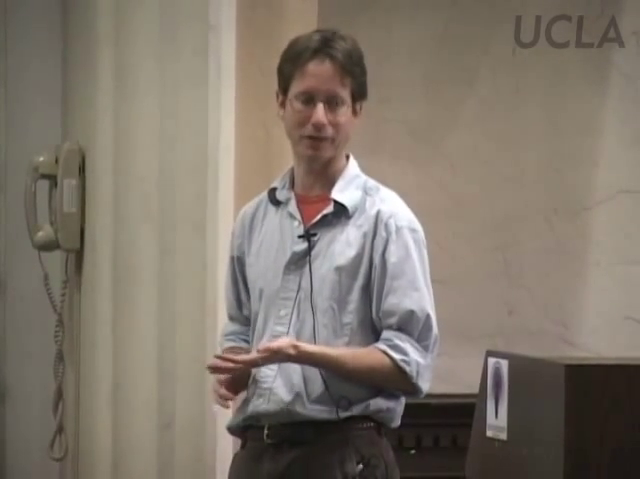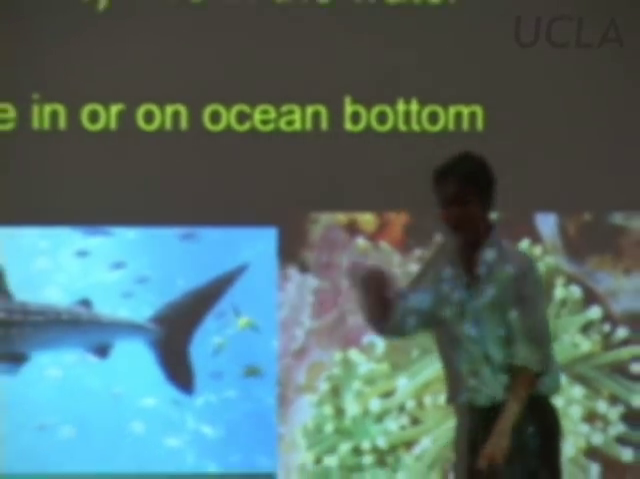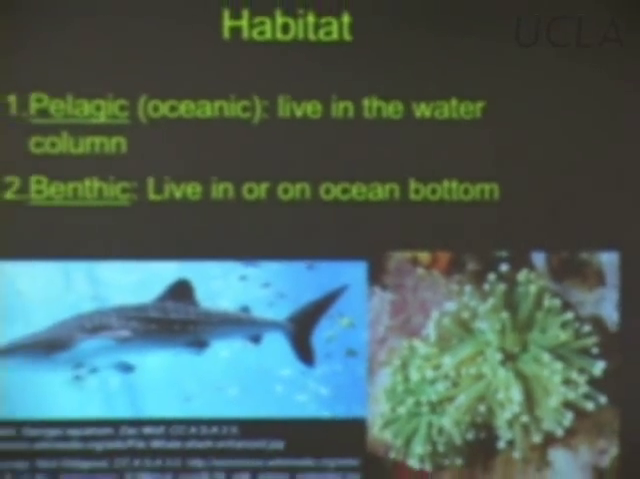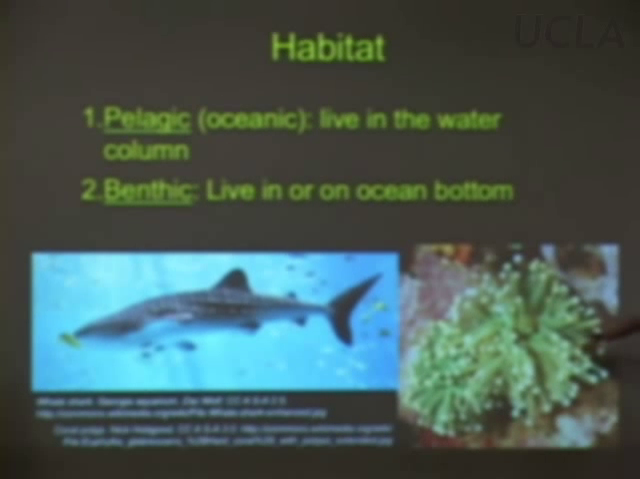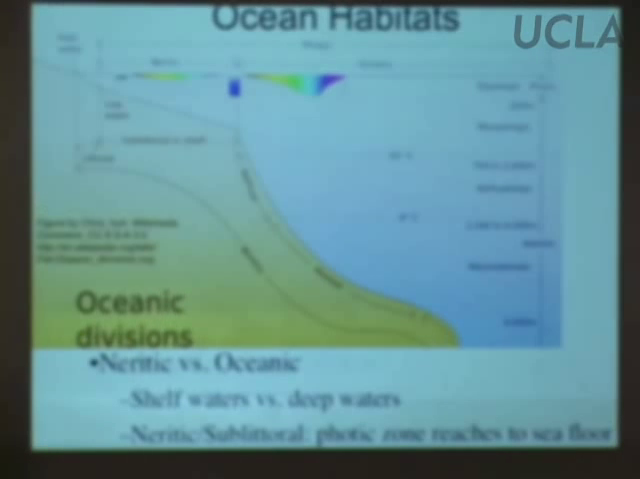So just to reinforce that idea, the basic division here is between pelagic and benthic. Pelagic organisms are organisms that are either drifting or swimming freely in the water. A whale shark would be a good example, although again, this is a picture from an aquarium, so it doesn't quite count. And a benthic organism like coral, for instance, which spends at least its mature life cycle attached to the bottom, would be a benthic organism.